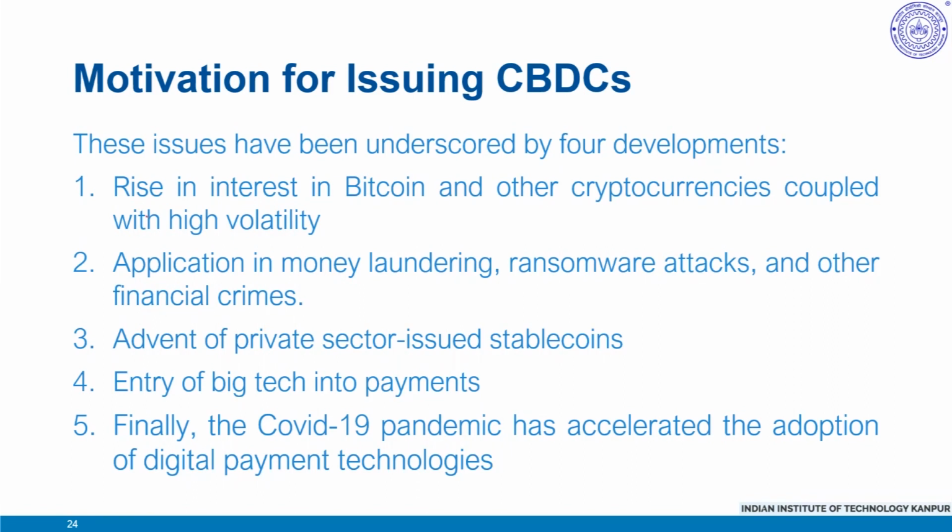First, there's a rapid rise in interest in Bitcoin and other cryptocurrencies as compared with the traditional forms of money. However, cryptocurrencies are speculative assets rather than money, and they are extremely volatile, making it difficult to use them as a means of payment. In fact, in many cases, they are used to facilitate money laundering, ransomware attacks, and similar financial crimes.